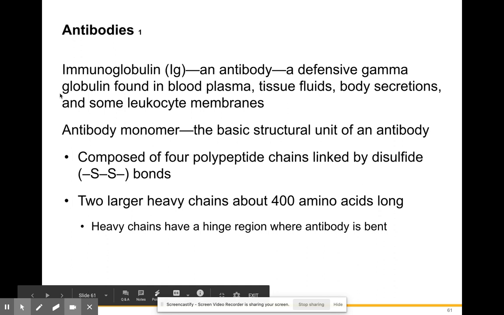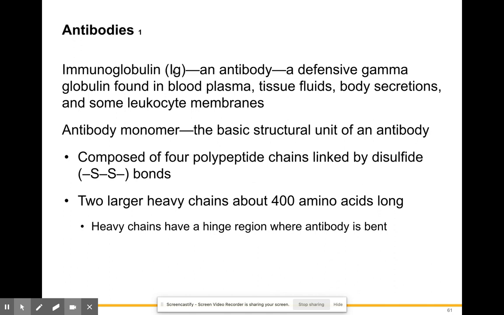Okay, let's talk about antibodies. Antibodies are also called immunoglobulins, IgGs. It's a defensive gamma globulin found in blood plasma, tissue fluids, body secretions, and some leukocyte membranes. If you go back to your early biochemistry, you have to know that proteins are made up of amino acids. Antibodies are made of heavy chains, which are large chains of amino acids, and then shorter chains of amino acids.